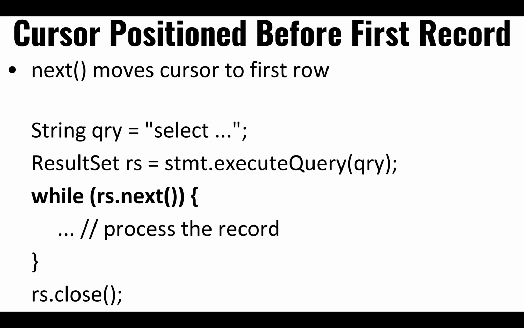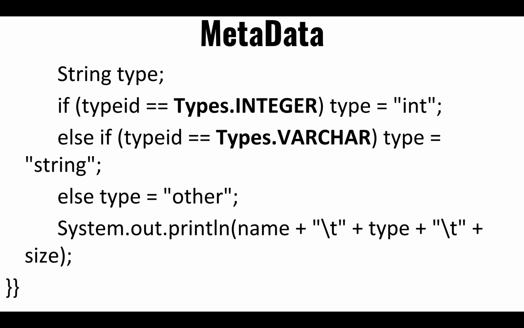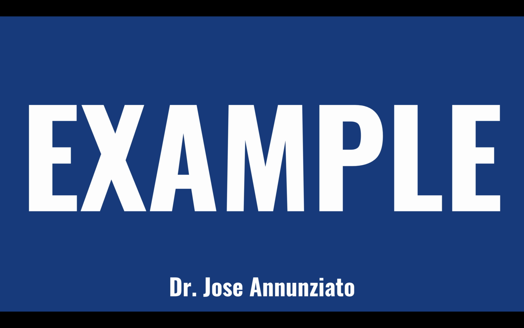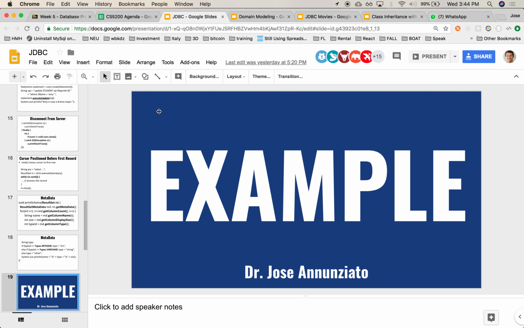This just points out the fact that cursors are positioned at before first, and you have to advance the cursor. Metadata allows you to query the database about the name of the table. You can ask the name of the fields. You can ask what sizes each field is, what data types there are. You can ask about metadata about the table that you're interacting with. Okay. All right. I'm going to leave the example for last, and we'll build something.